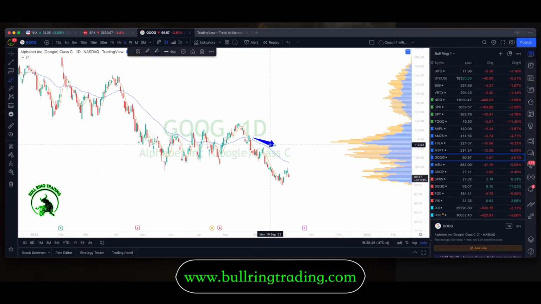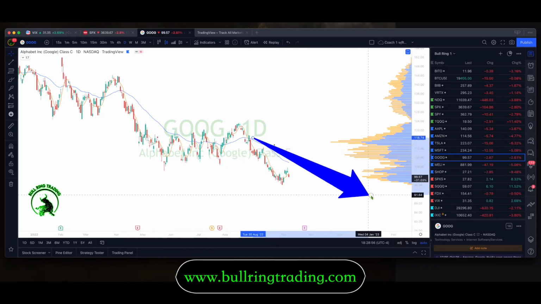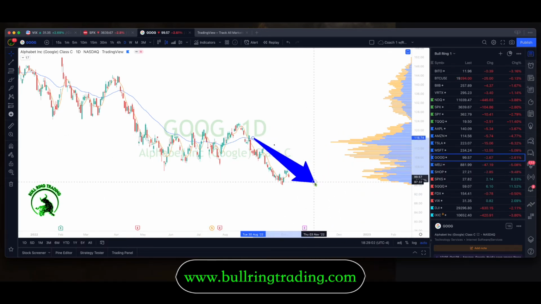Google's doing the same thing like everybody else. Let me switch back to my arrow. You see Google's got no support down here. It's got some, but not as strong as this stuff here. But you see it's still continuing a downtrend.